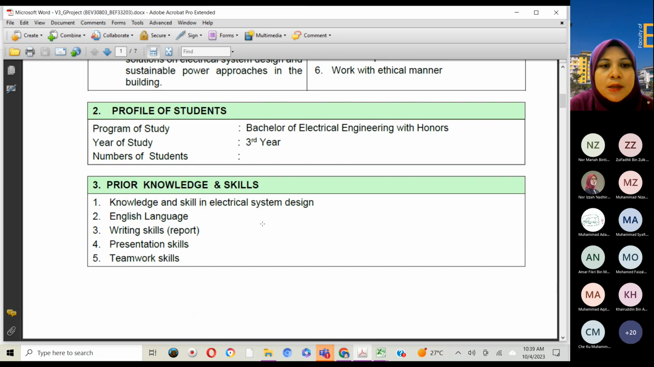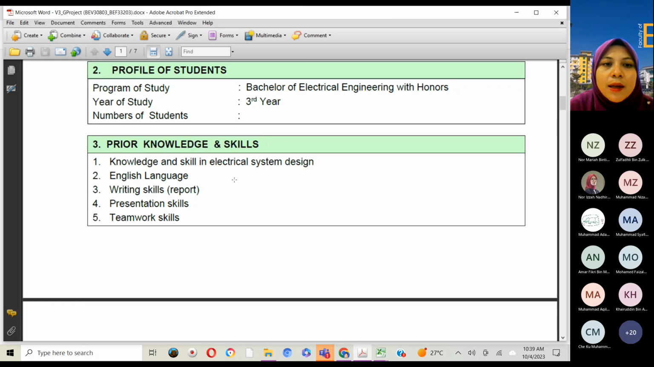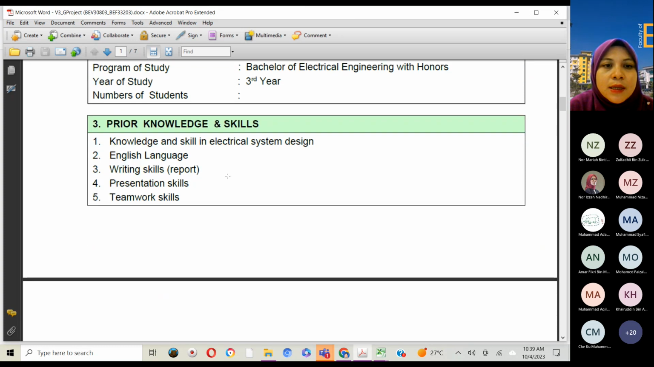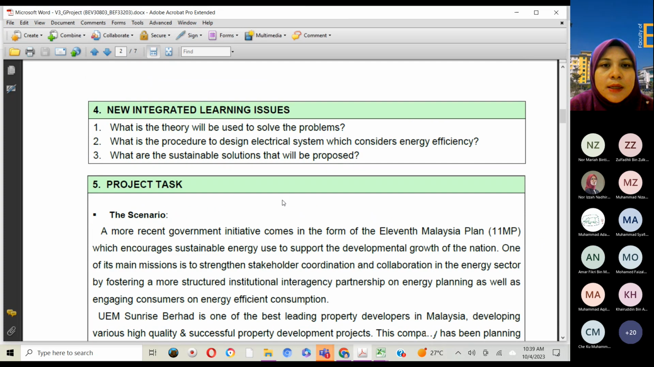So prior knowledge and skills, you have to know the knowledge and skill in electrical system design. So nanti chapter 2 I will emphasize more on the electrical system design. And then basically English language, writing skill, presentation skill, teamwork skill, and so on lah. So this is the new integrated learning issues.